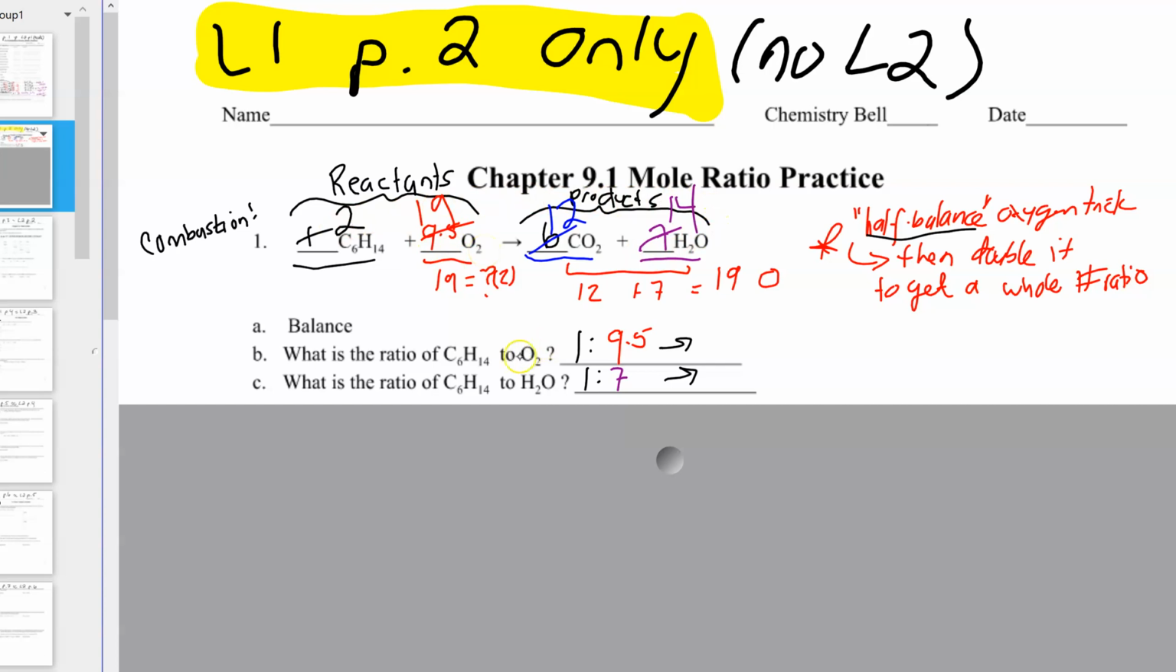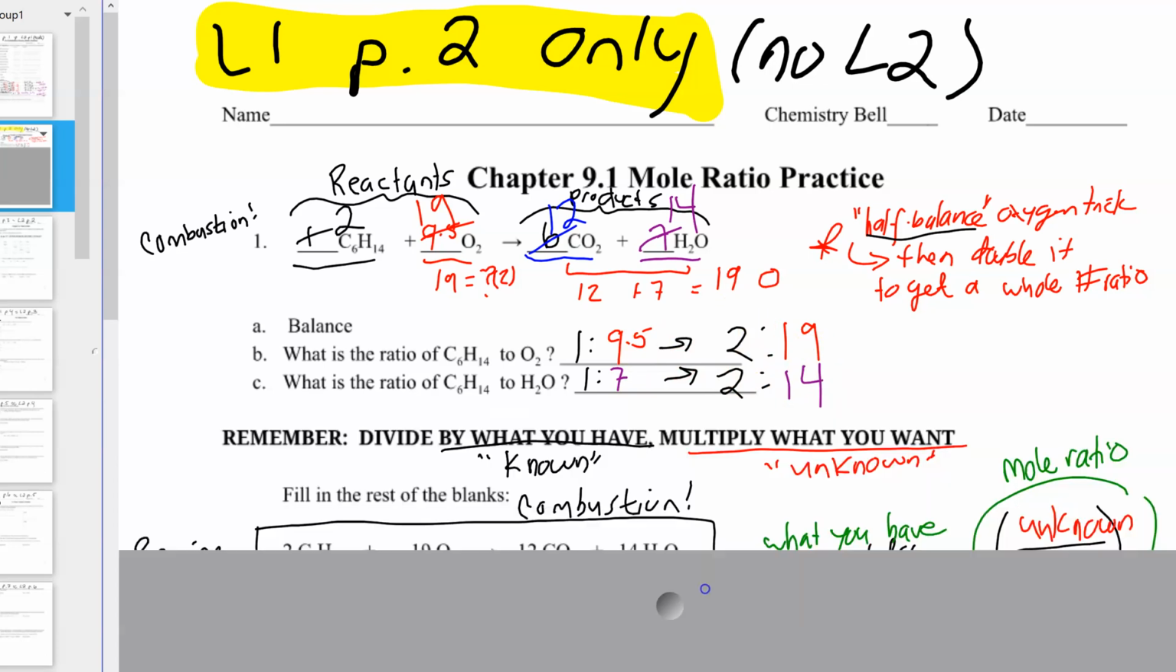So what's the ratio of C6H14 to O2? Before it was 1 to 9.5, but now that we've made it all whole numbers, it's 2 to 19. And if you divide that out in your calculator, you'll get those are actually the same ratios. And then what's the ratio of the hydrocarbon to the water vapor? That's going to be 2 to 14. So you see how they're the same ratio, but now we just have them in whole number terms.